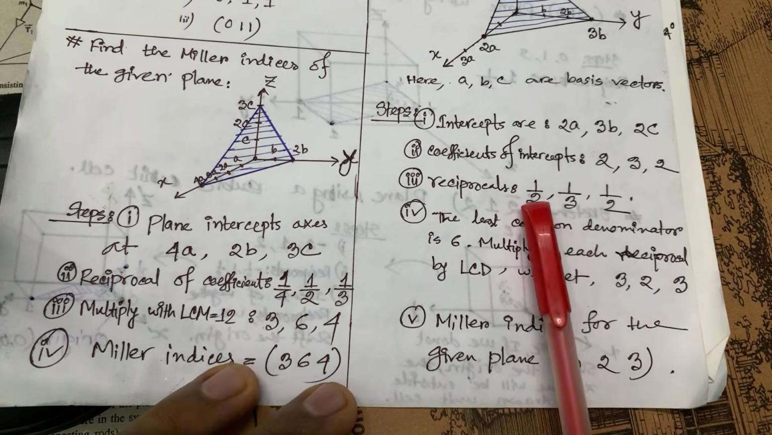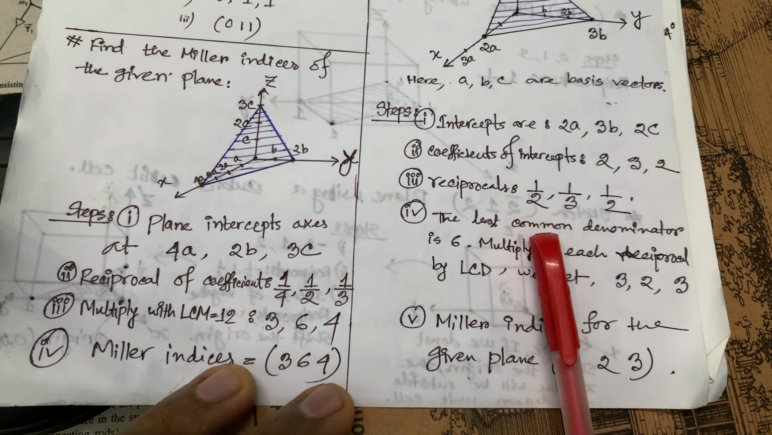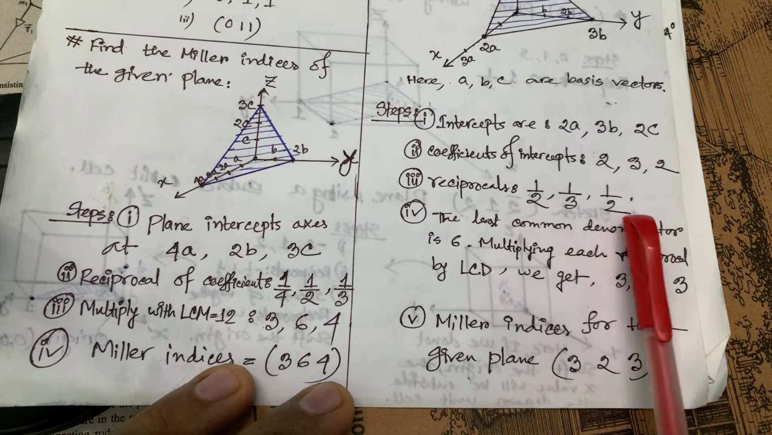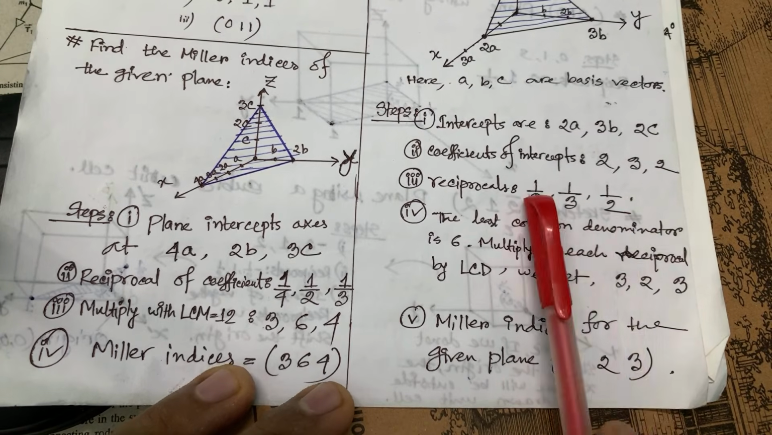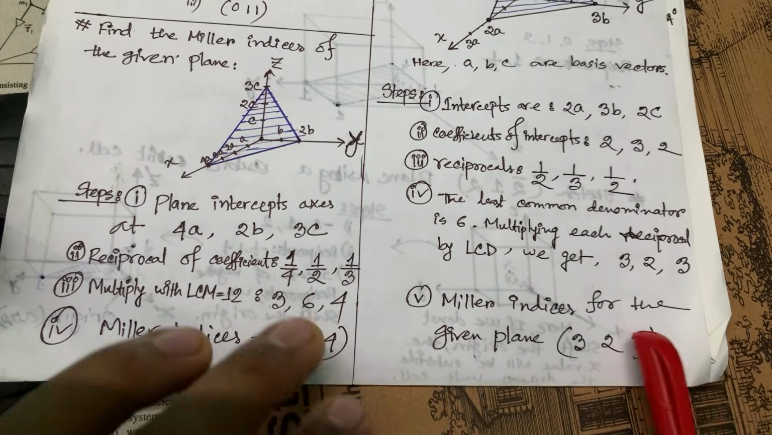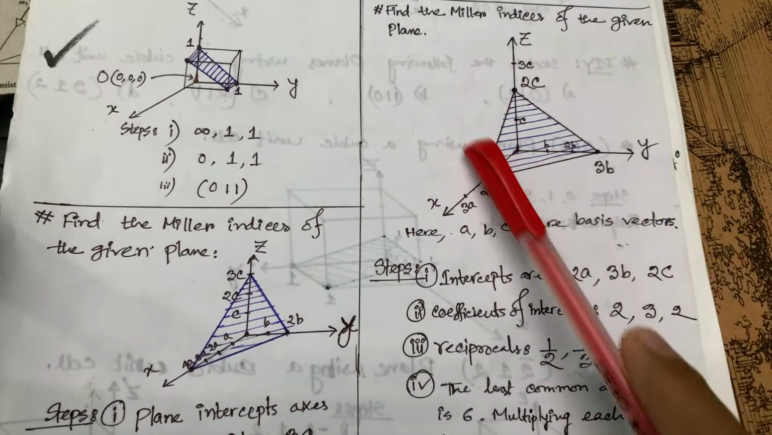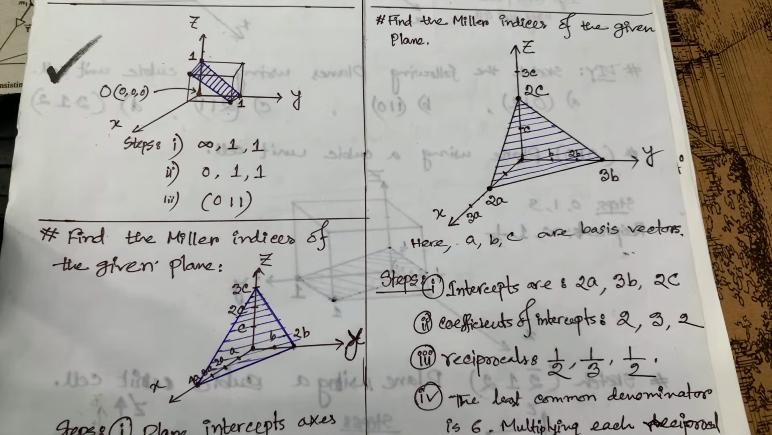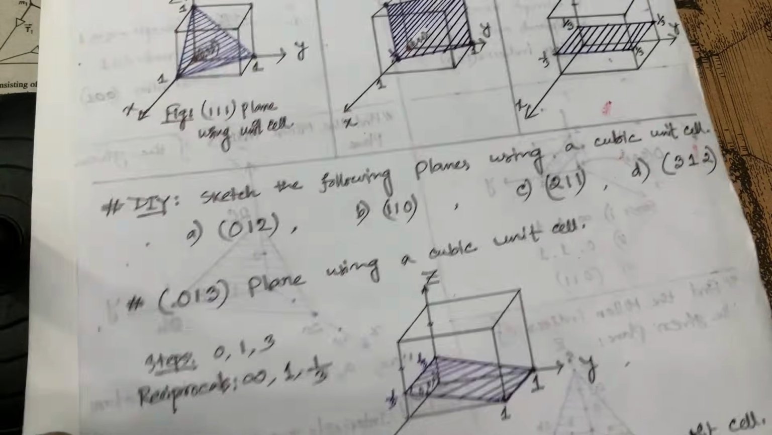So what do we do? We take the LCM of the denominators, which are 2, 3, and 2. I guess the LCM of 2, 3, and 2 will be 6, right? So multiply each of them by 6, you get 3, 2, 3. That is the Miller indices of this plane right here. So I hope you understand this. Let's continue. Let's move on.